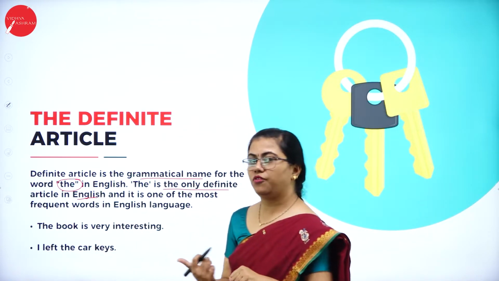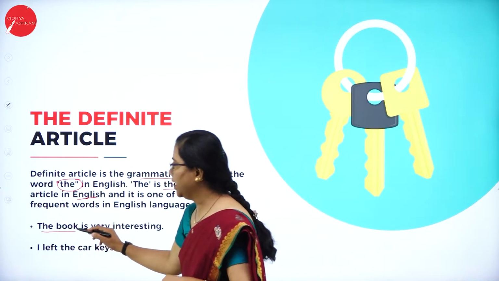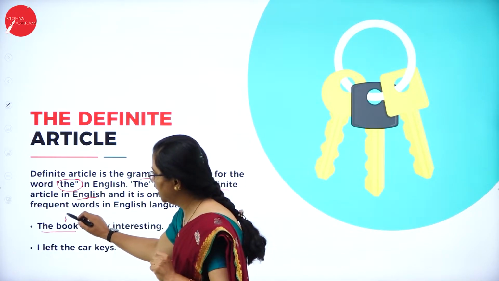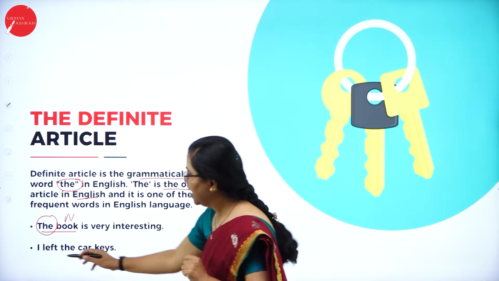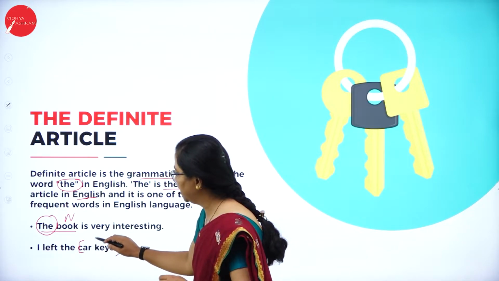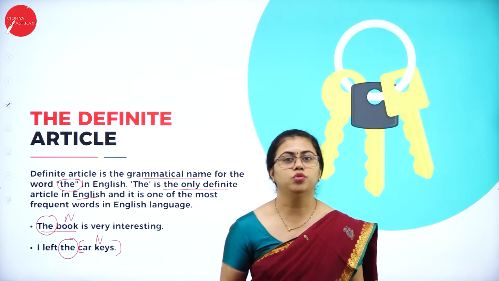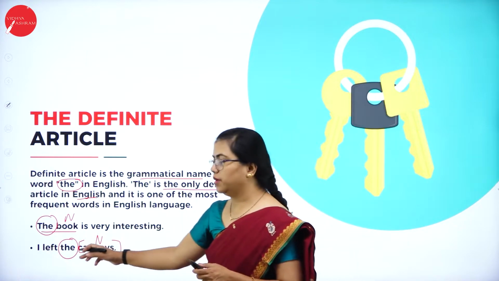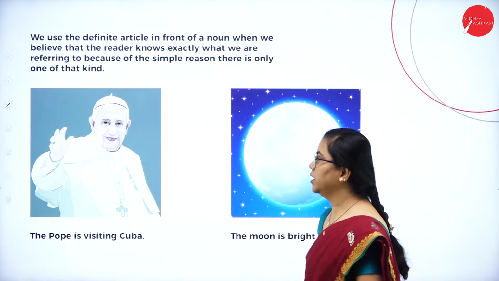So how do we use this definite article? I have given two examples here. "The book is very interesting." We use it along with nouns. Book is a noun here and "the" is the definite article. Similarly, "I left the car keys." Car keys is the noun there and "the" is the definite article. Usually you use these articles along with nouns only, and all determiners for that matter are used along with nouns.